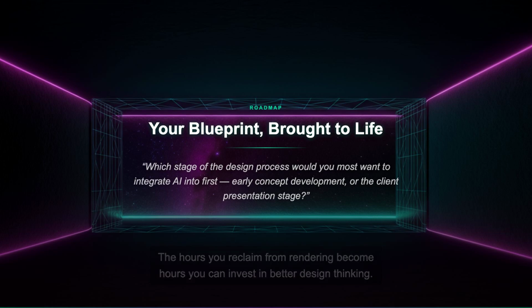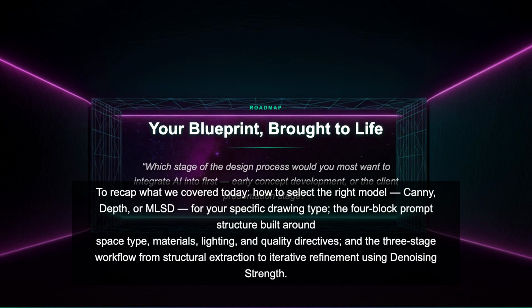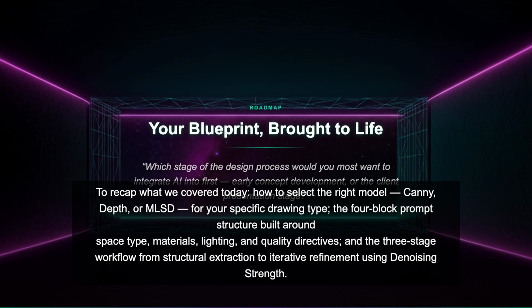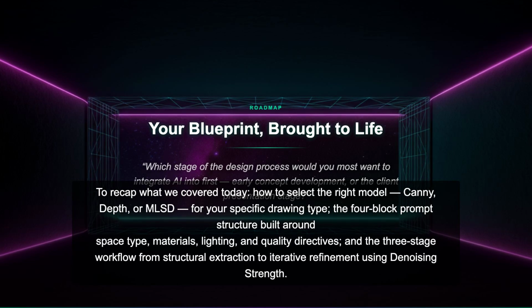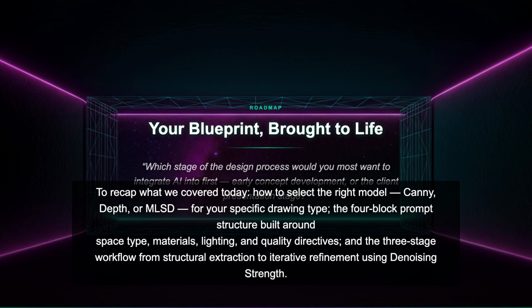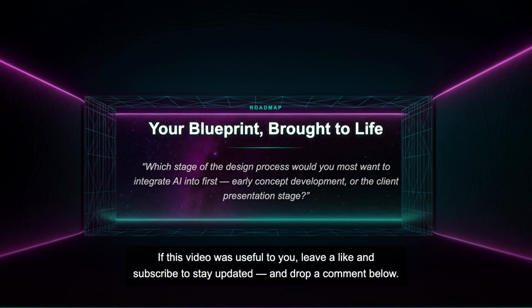To recap what we covered today: how to select the right model, Canny, depth, or MLSD, for your specific drawing type, the 4-block prompt structure built around space type, materials, lighting, and quality directives, and the 3-stage workflow from structural extraction to iterative refinement using denoising strength.